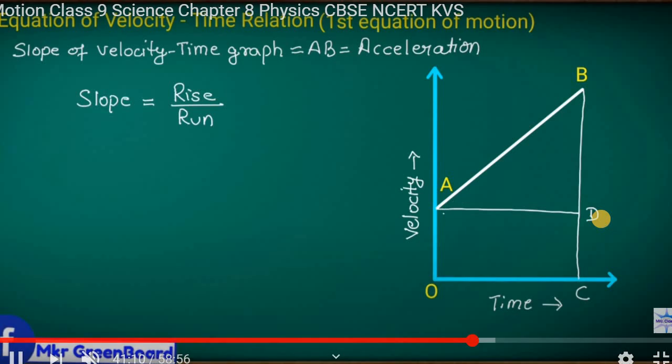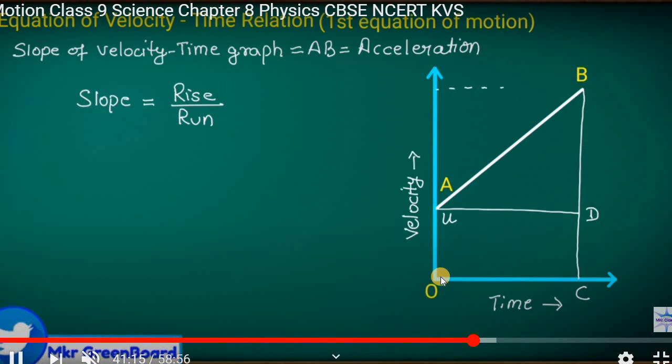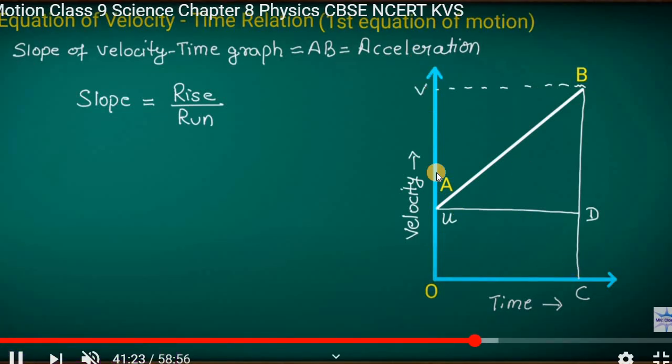Suppose an object has an initial velocity from O to A, which is U, meaning the initial velocity, and the final velocity here is E, meaning V. OE is equal to V and OA is equal to U. Here you can see EB, AD and OC: these three lines are parallel and equal. If we talk about the slope, it is AB. The slope is equal to rise divided by run.